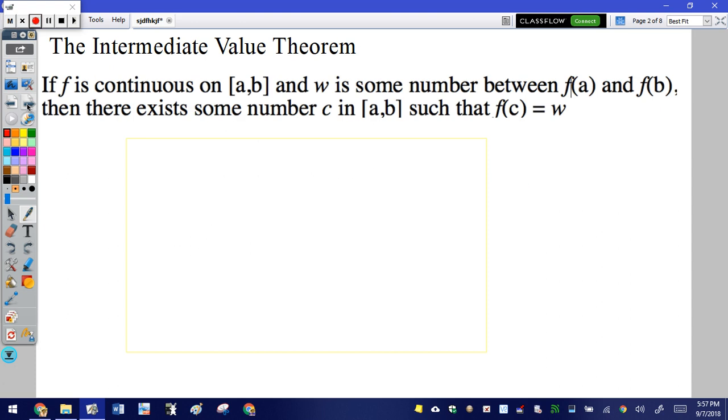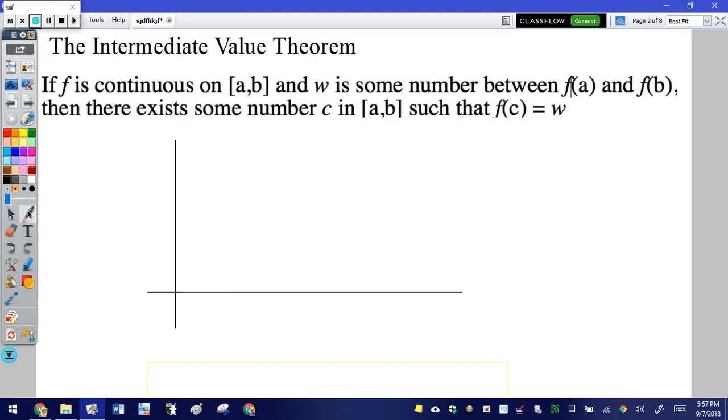This is the statement of it, which you definitely want to get written down. It says that if f is a continuous function on the closed interval [a, b], and w is some number in between f(a) and f(b), then there exists some number c in [a, b] such that f(c) is equal to w. Now, most of you may hear that and have no idea what's going on. Let's look at it bit by bit with a picture.